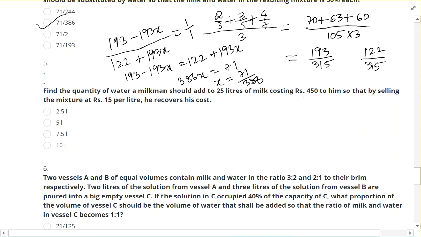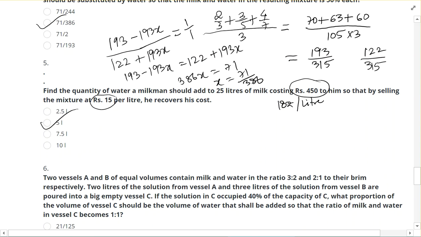The quantity of water a milkman should add to 25 liters of milk costing rupees 450 to him, so that by selling the mixture at rupees 15 per liter, he recovers his cost. Okay, 25 liters costing 450, that means 18 rupee per liter. But selling at 15 rupee per liter, he has to recover 450 rupees. That means he needs to sell 30 liters, but he has only 25 liters, so 5 liters water he'll add.